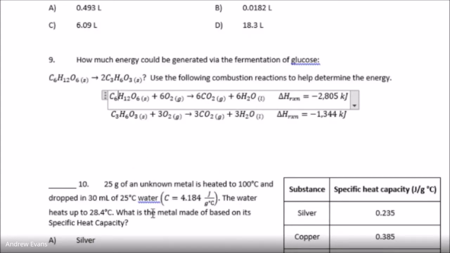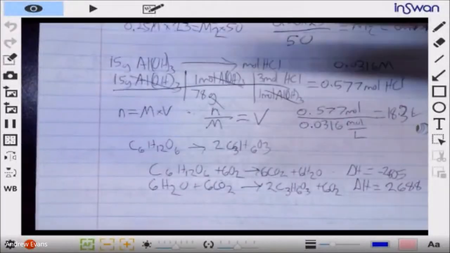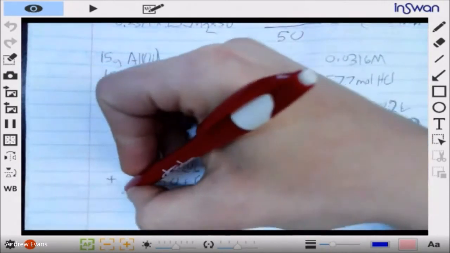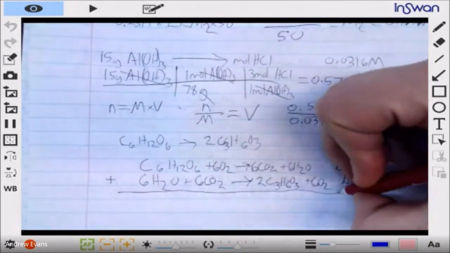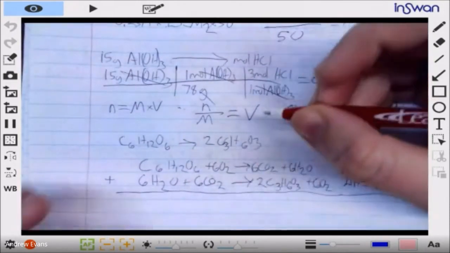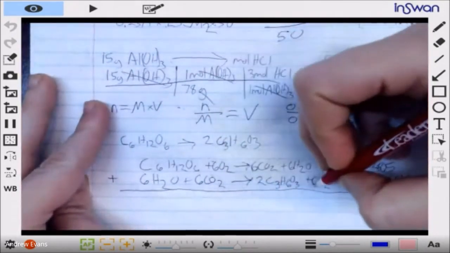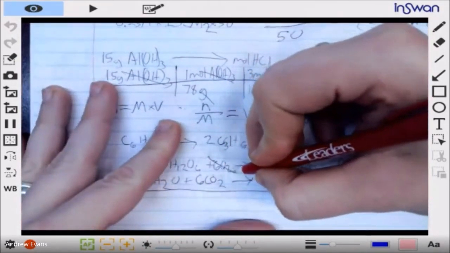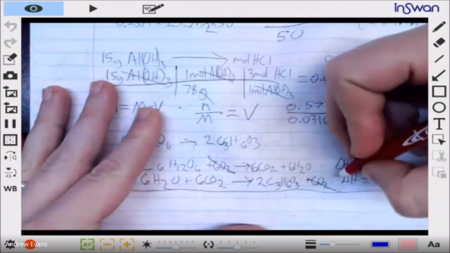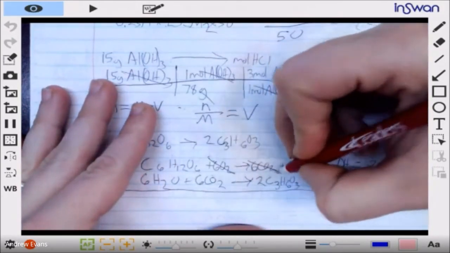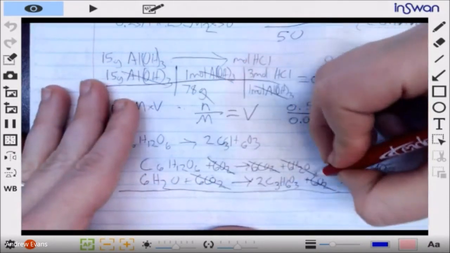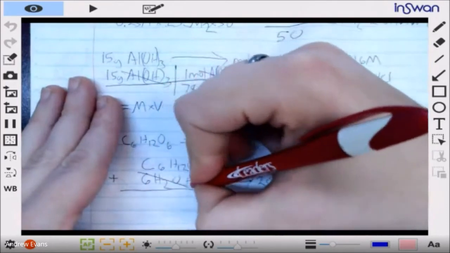Now I'm going to go to the document camera. I wanted to wait until we fully looked at that before I went to the document. So now I'm going to add this equation to that equation. Everything that appears on both left and right gets canceled out. 6 oxygen on the left cancels with 6 oxygen on the right. 6 CO2 on the right cancels with 6 CO2 on the left. 6 water on the right cancels with 6 water on the left.